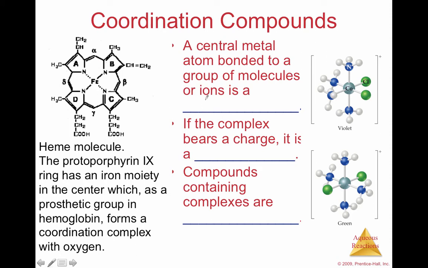A central metal atom bonded to a group of molecules or ions is a metal complex. If the complex bears a charge, it is an ion or a complex ion. Compounds containing complexes are called coordination compounds.